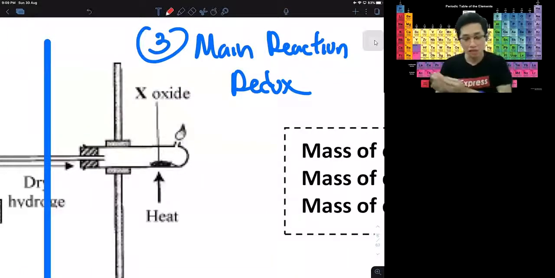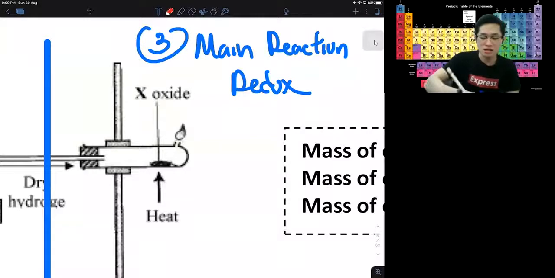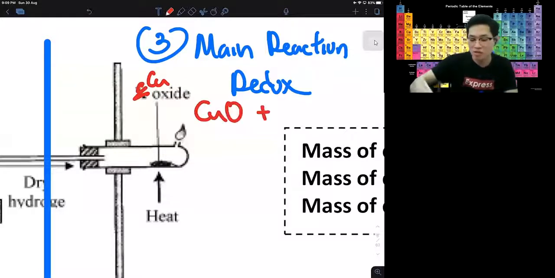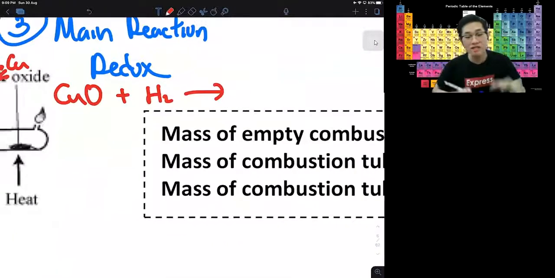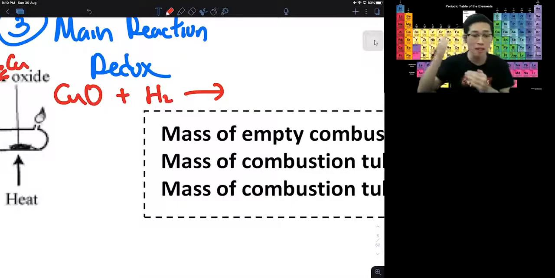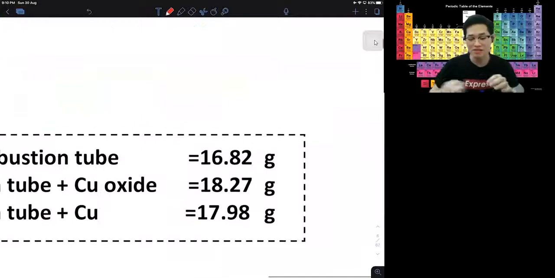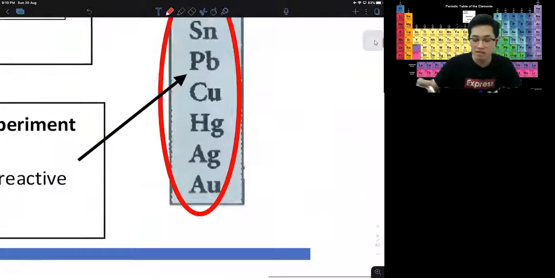So how do they do this experiment? Let's just assume that X is actually Cu, so copper 2 oxide. The main reaction here, we are going to react CuO with H2. It is actually from the redox, the reactivity series. We know that hydrogen is higher than copper in the reactivity series.